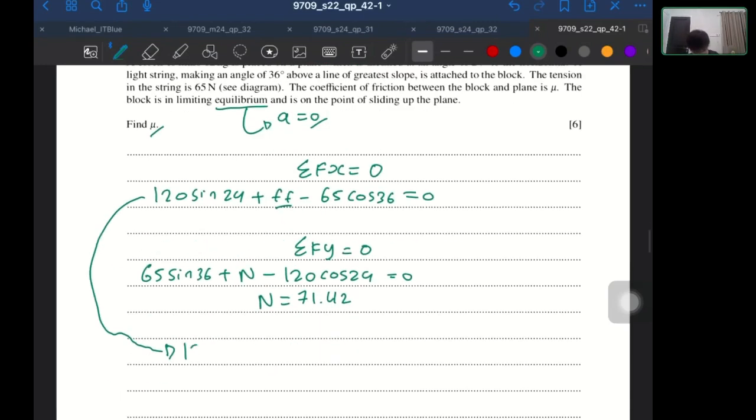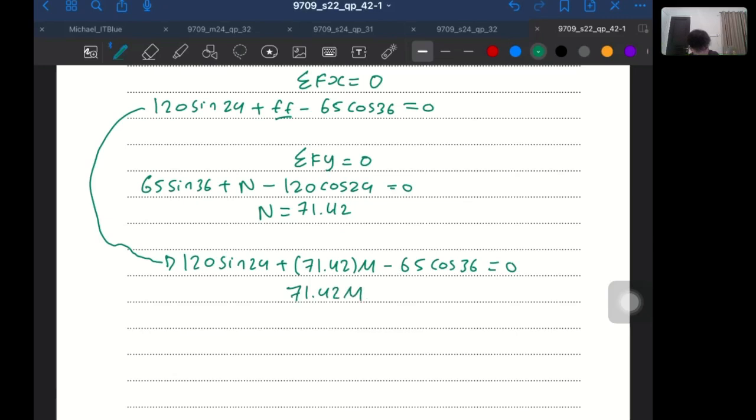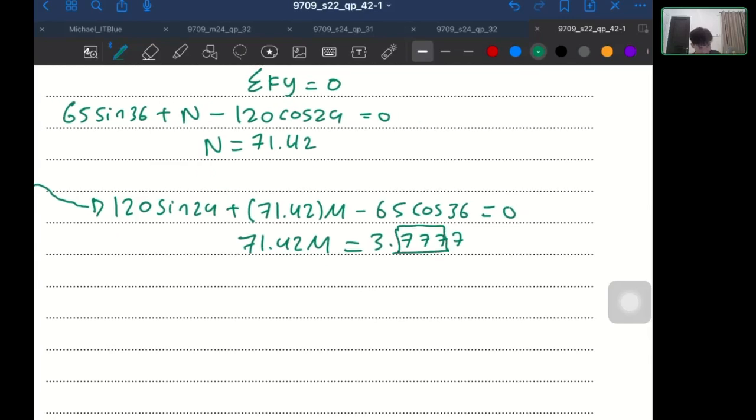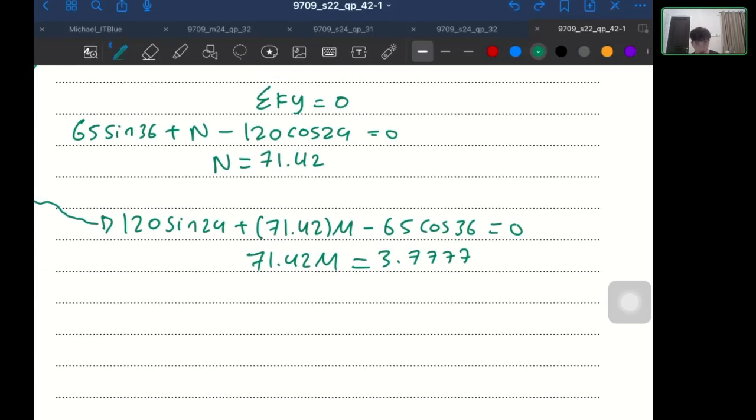So 120 sine 24 plus 71.42 times mu minus 65 cos 36 is equal to 0. So let's actually calculate 65 cos 36 minus 120 sine 24. The value is actually 3.7777. Wow, 777. It is a lucky number, isn't it? Okay, now let's continue our calculation.